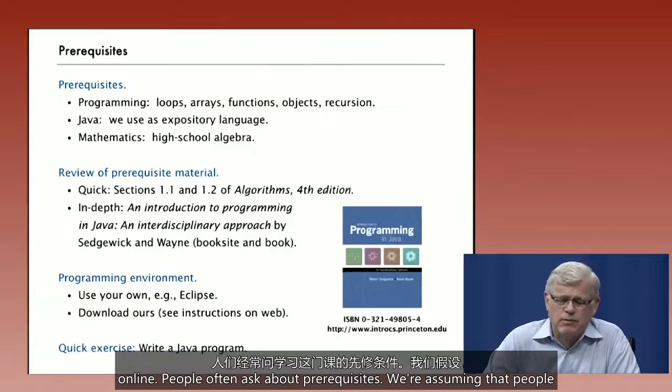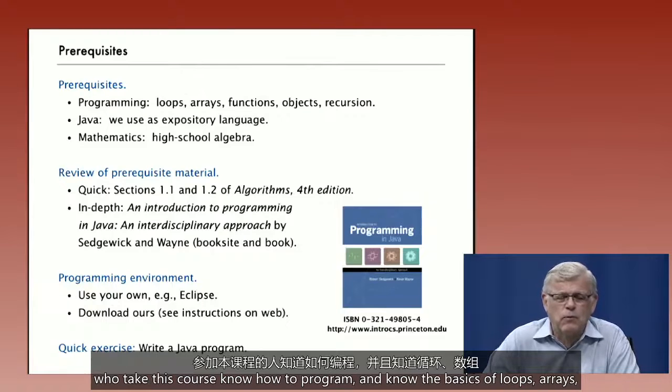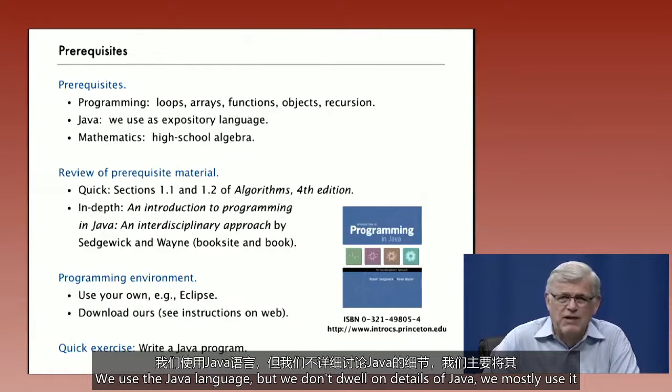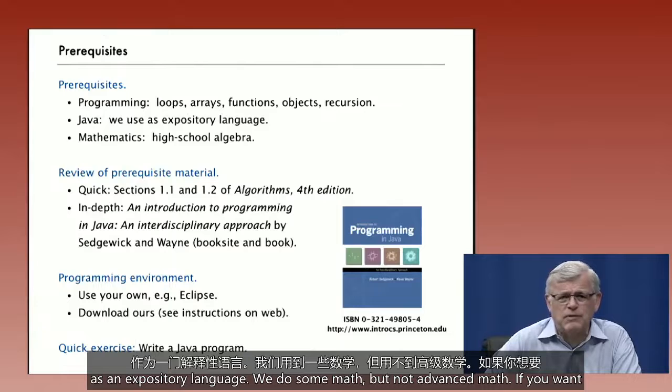People often ask about prerequisites. We're assuming that people who take this course know how to program. They know the basics of loops, arrays, functions. They have some exposure to object-oriented programming and recursion. We use the Java language, but we don't dwell on details of Java. We mostly use it as an expository language. We do some math, but not advanced math.